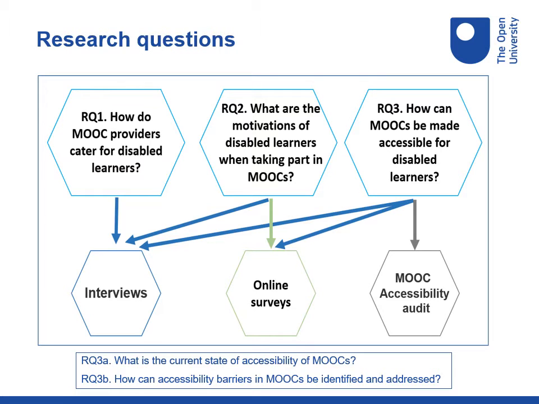And the last one, which is transversal, included getting information from both sources in the interviews, online survey data, and the audit itself, that is the MOOC accessibility audit that we'll describe later, which was designed at OU to consider accessibility in MOOCs. Research question 3 has 2 sub-questions, so it needs to consider the current state of accessibility of MOOCs and how accessibility barriers in MOOCs can be identified and addressed in order to actually make them accessible.